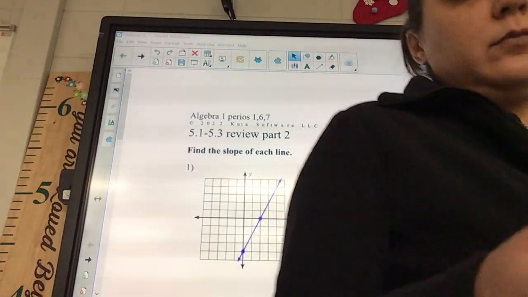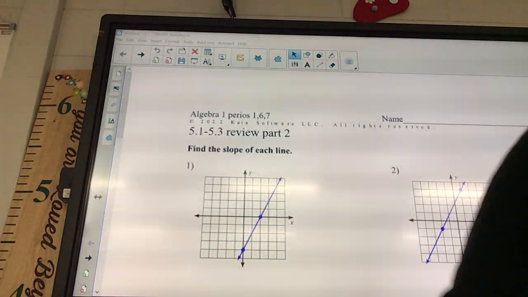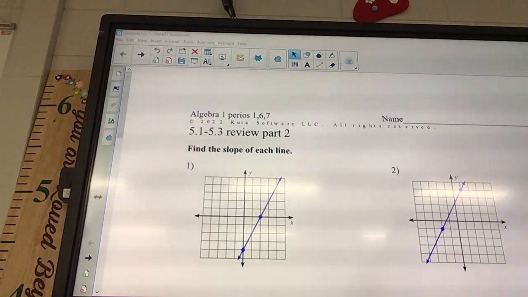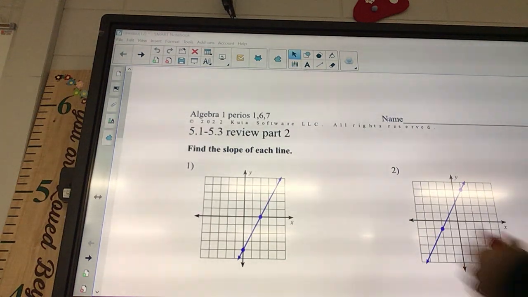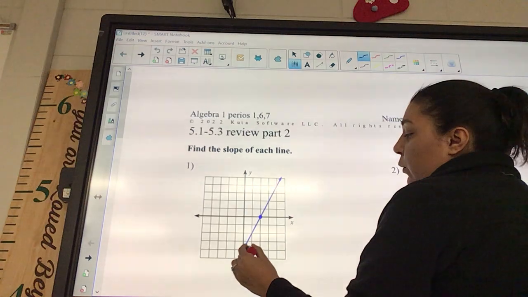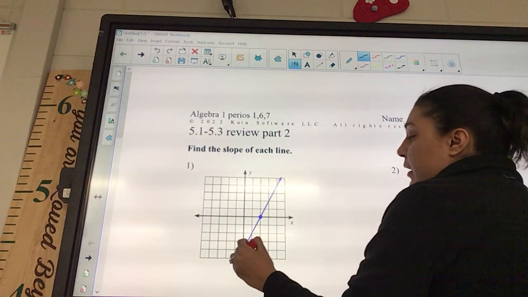Okay, how do we find slope on a graph? Rise over run. Okay, so essentially we count from the bottom and work our way up. So we count from this one, and how much do we rise?